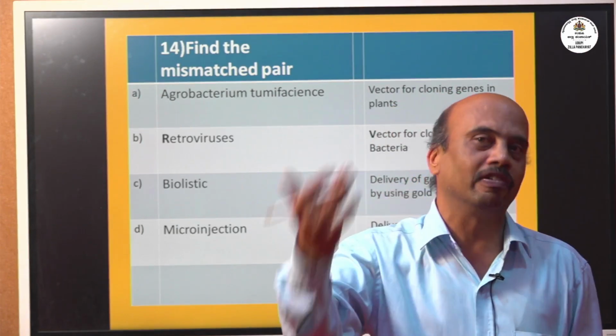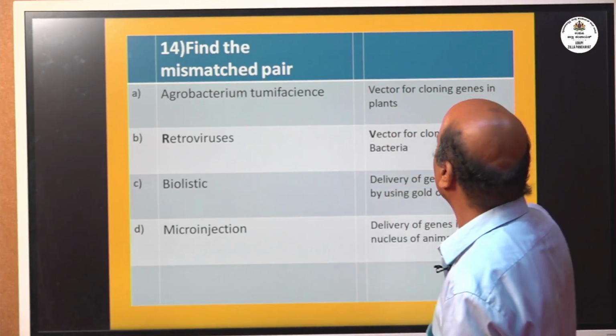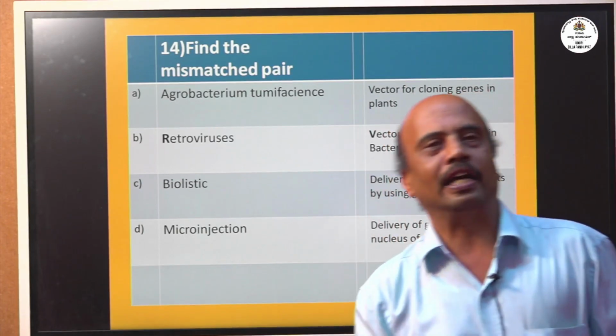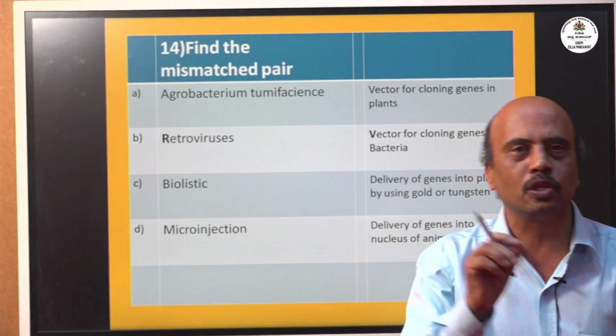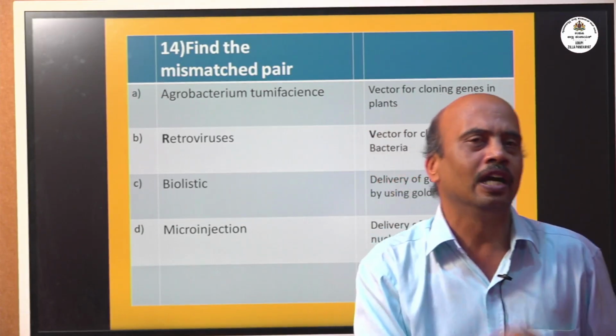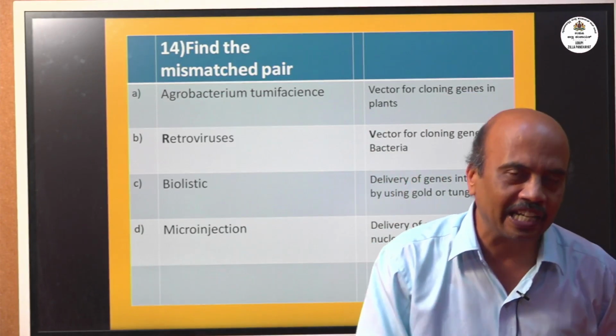The desired genes are delivered into the plant cells. So vector for cloning genes in plants, that is exactly right. Agrobacterium tumefaciens is used to deliver the desired genes into the plant cells. Therefore Agrobacterium tumefaciens acts as a vector.